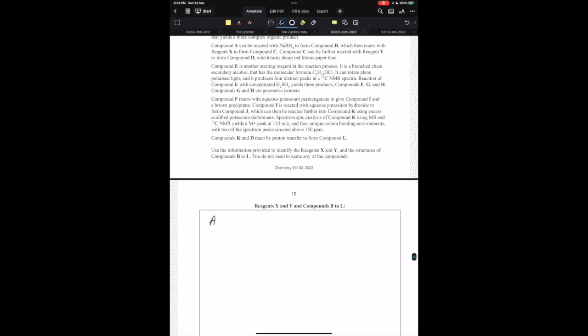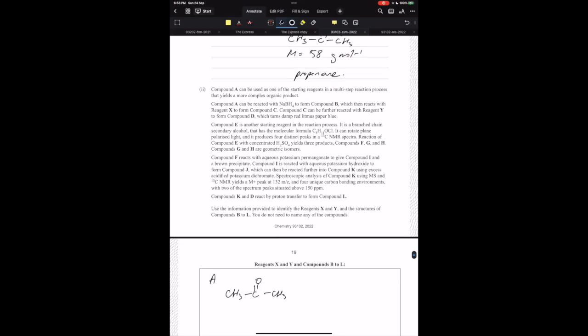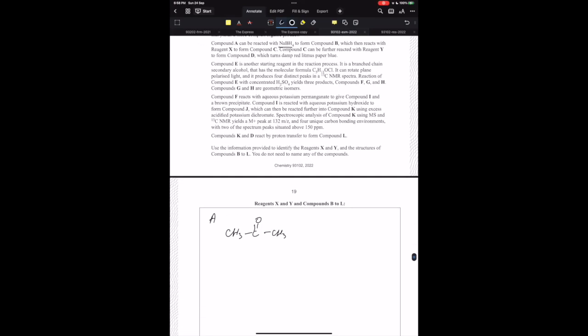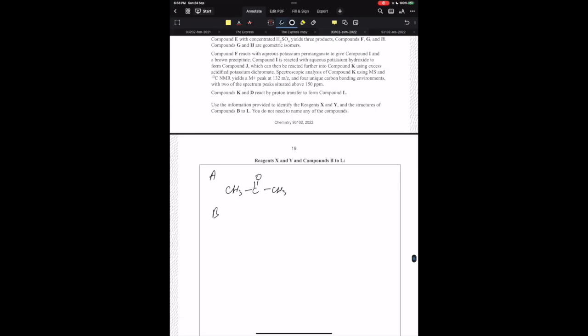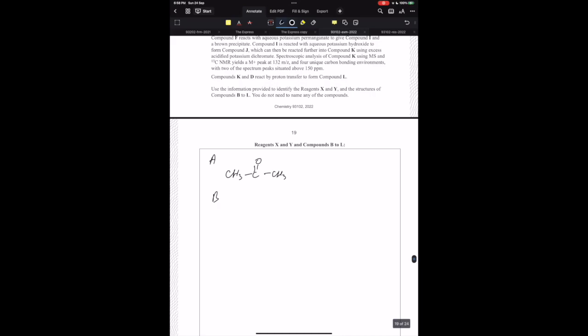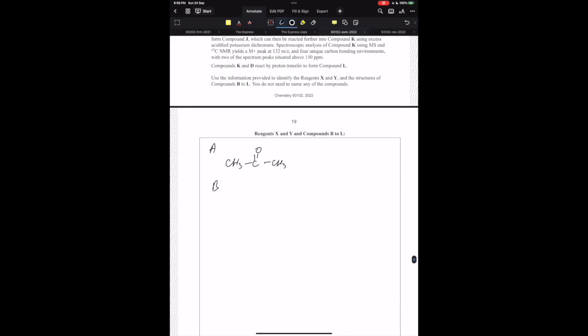So obviously we can start with compound A because we know it already. CH3, CH3, carbonyl group. Then the first thing is it reacts with sodium borohydride to form compound B. This is a very typical reduction reaction where it reduces an aldehyde, a ketone or a carboxylic acid back to an alcohol. Sodium borohydride is the characteristic reducing agent in organic chemistry. So this would be reduced back to this, which is propan-2-ol, but you don't need to name it, so all good.